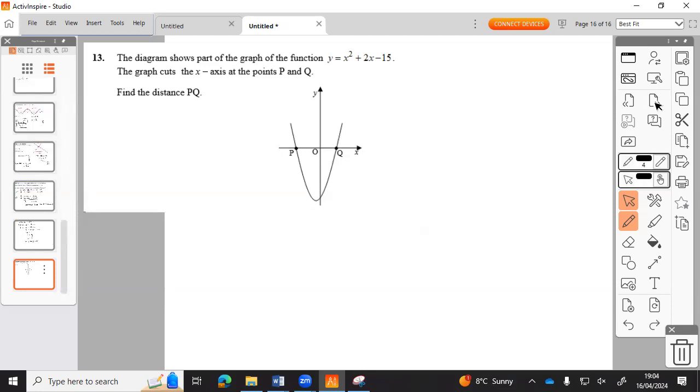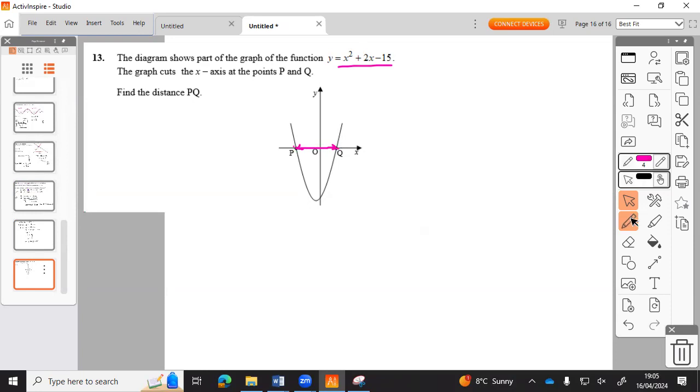This one, distance P to Q. Considering it's the last question in the paper, which is usually the trickiest, it's actually not too bad if you know what you're looking for. The distance from P to Q is just how far along the x-axis you're travelling between each. Now we've got a trinomial, and we're getting asked for the points where it's cutting the x-axis. We do that by finding the factors, and then we just work out how many units between them. So it's a factorization question.